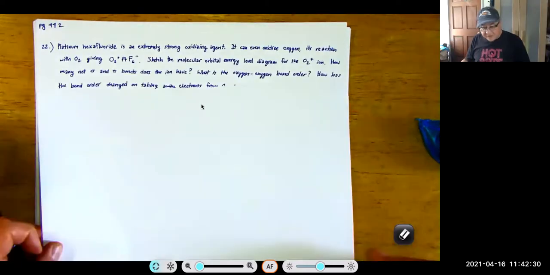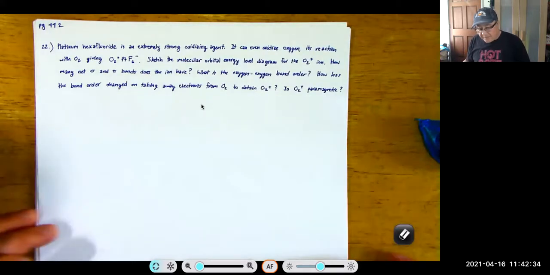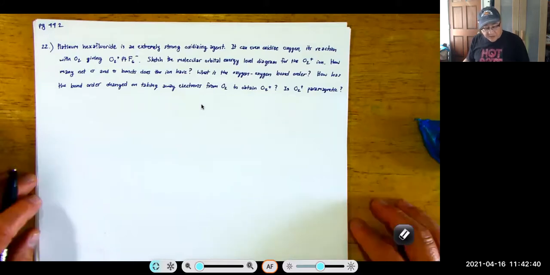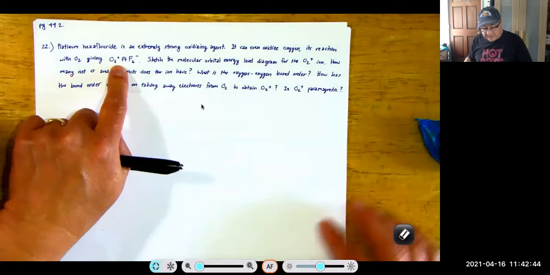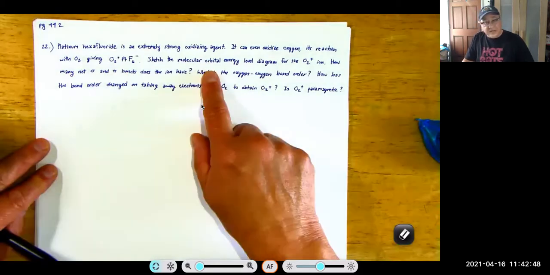Platinum hexafluoride is an extremely strong oxidizing agent. It can even oxidize oxygen, which is saying something. Its reaction with O2 gives O2 plus PtF6 minus. Sketch the molecular orbital energy diagram for the O2 plus ion.